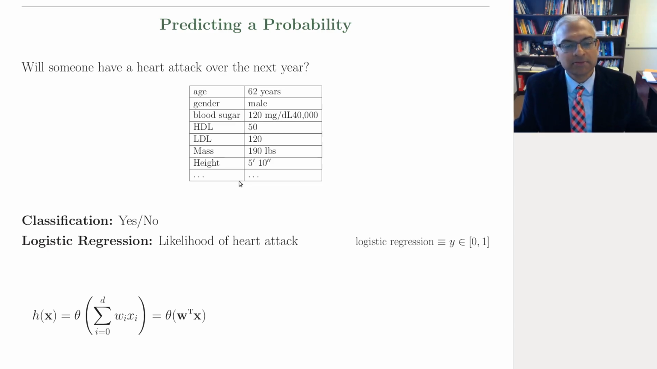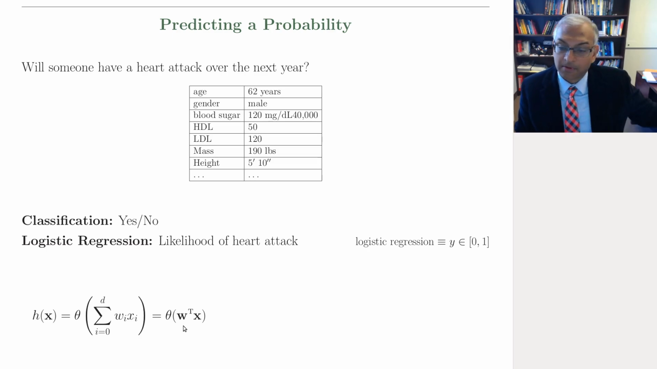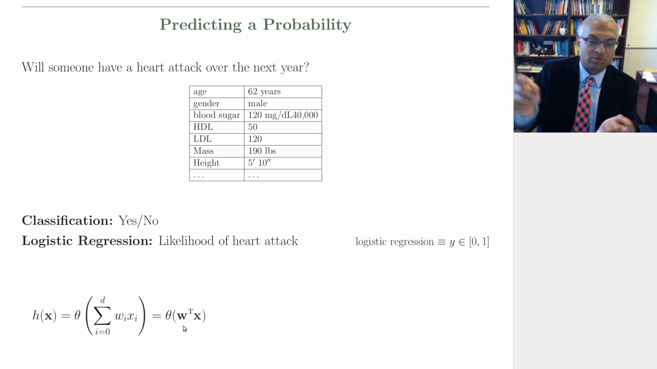So how do we do this? We take the linear signal, which is W transpose X, and we pass it through a function, a sigmoid, what we can call a logistic function, which takes the input W transpose X, the signal, and transforms it smoothly into a real number from 0 to 1. When W transpose X is very small, close to negative infinity, you're going to output 0, and when W transpose X gets very large, you're going to output 1, and then it's going to smoothly interpolate.